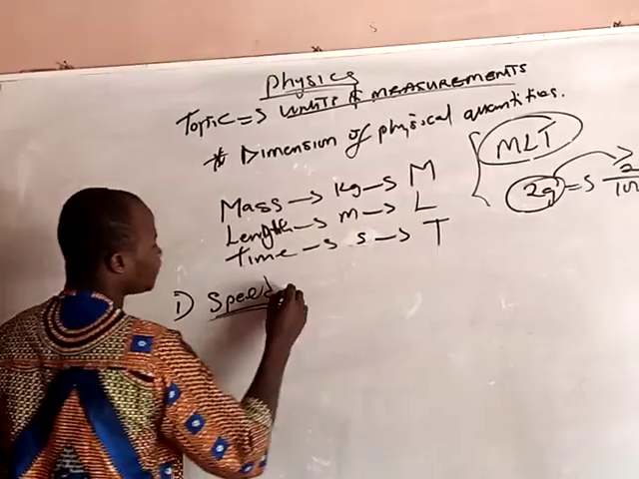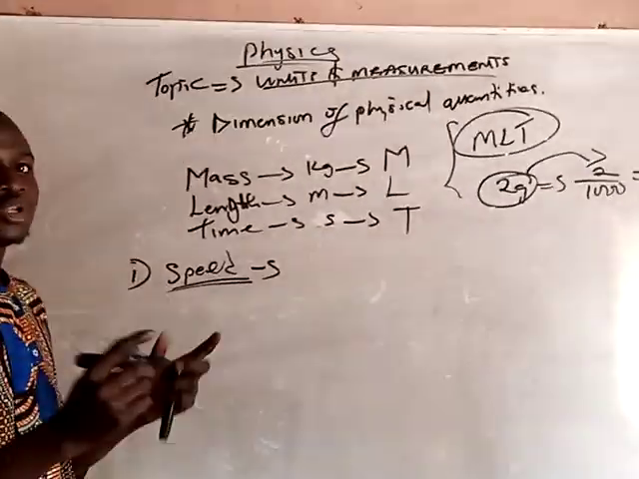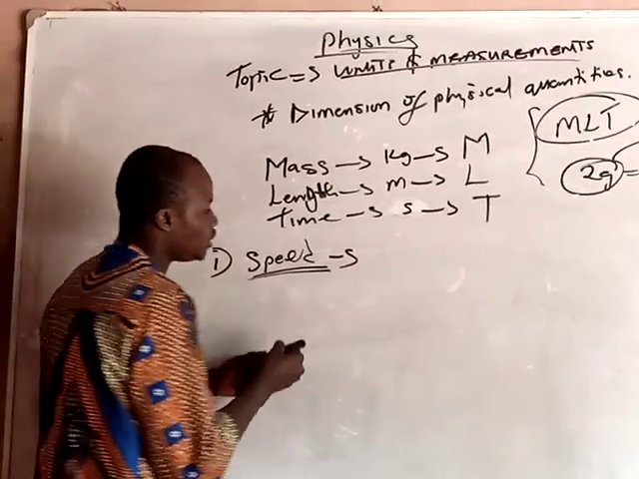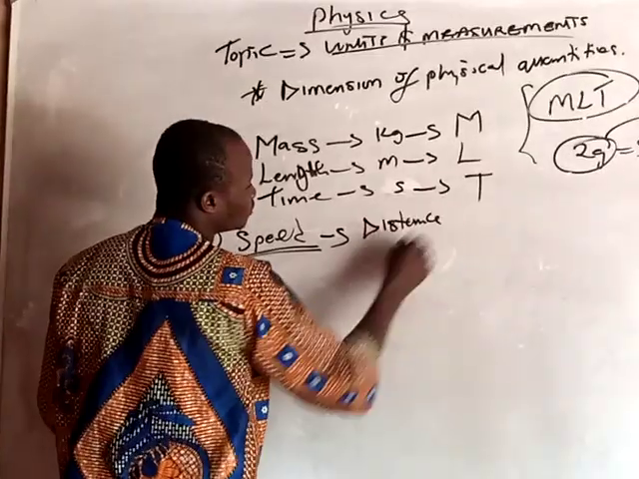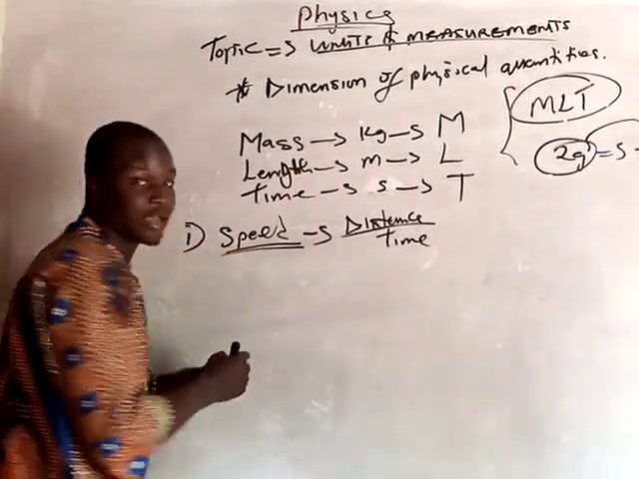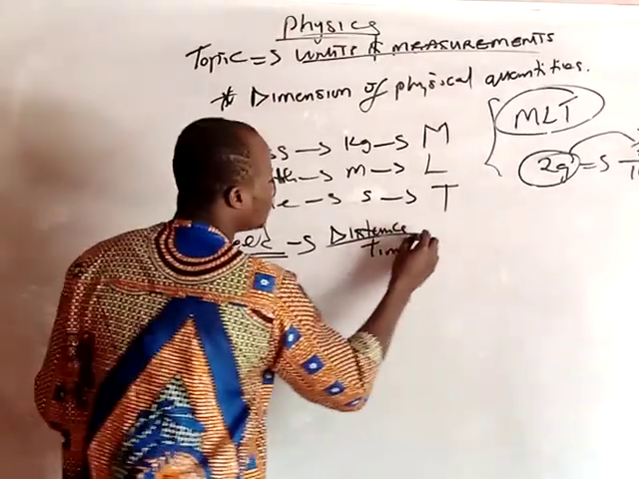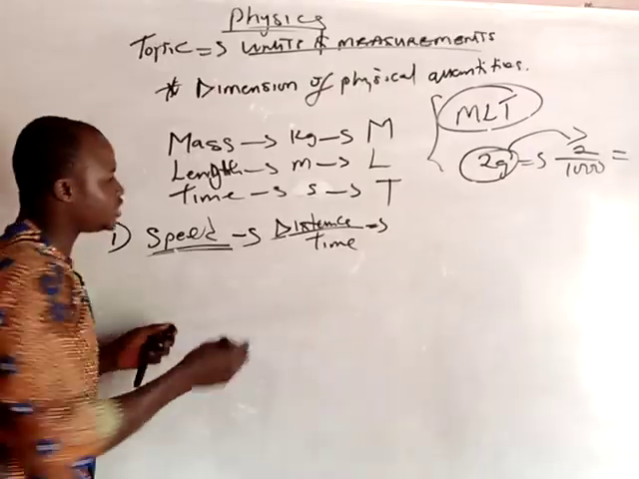Now, speed. Before we know the dimension for speed, we have to know the formula. What is the formula for speed? The formula for speed is distance over what? Over time. In derived quantities, right? Yes. Now, can we know the units for speed? Yes, we can know it.